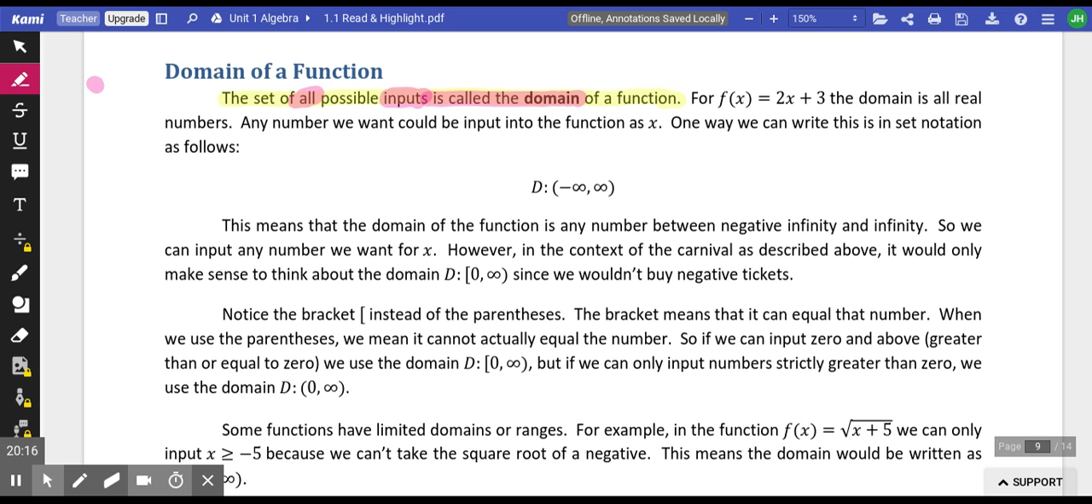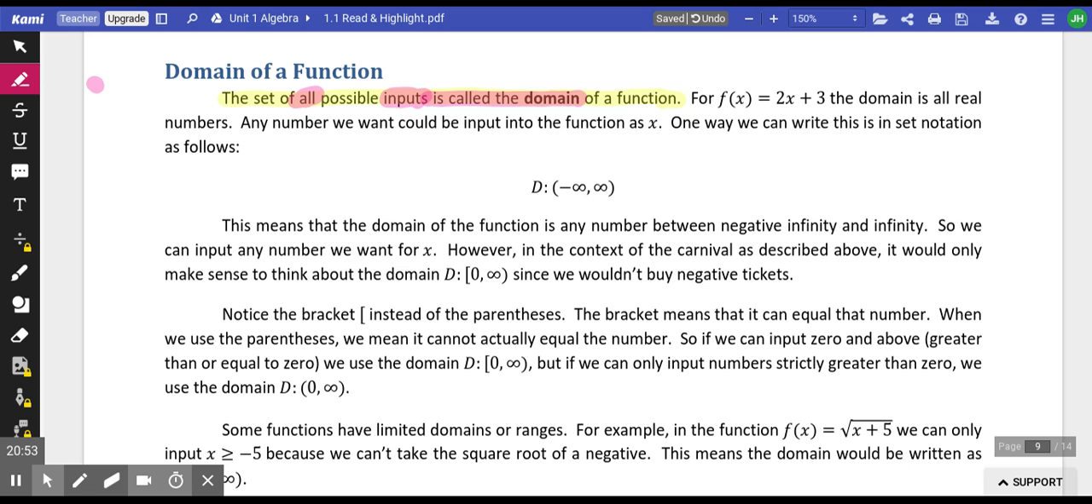So for f of x equals 2x plus 3, the domain is all real numbers. Any number we want could be input into the function. One way we can write the set notation is as follows. Domain equals the set of all numbers from negative infinity to infinity. That's what that little sideways 8 means. This means that the domain of the function is any number between negative infinity and infinity. So we can put any number we want for x.